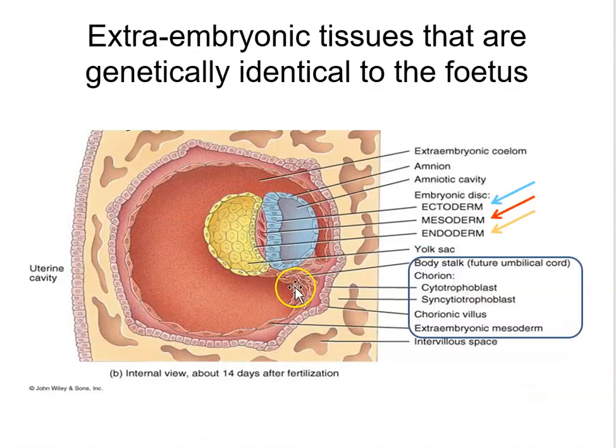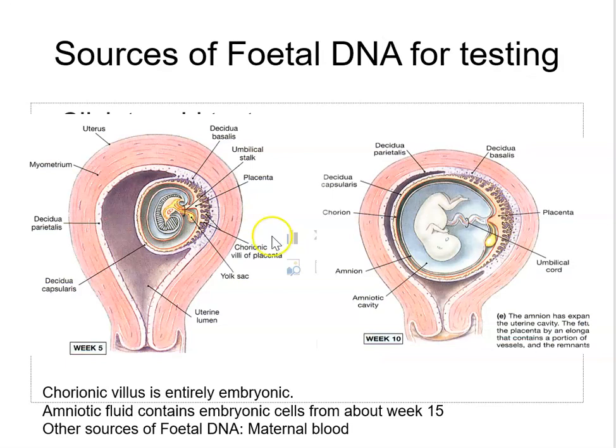In a little bit more detail, you can see the different embryonic germ cell layers developing and all of these extra embryonic tissues that are coming from the trophoblast cells. So that's what we're wanting to sample. Specifically, we're wanting to sample the chorionic villus of the placenta, which is embryonic in genetic origin, whereas there are maternal cells just on the other side.